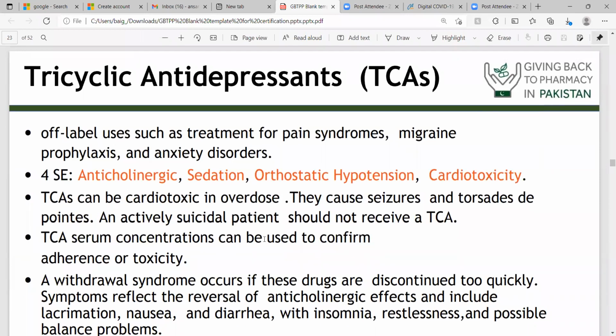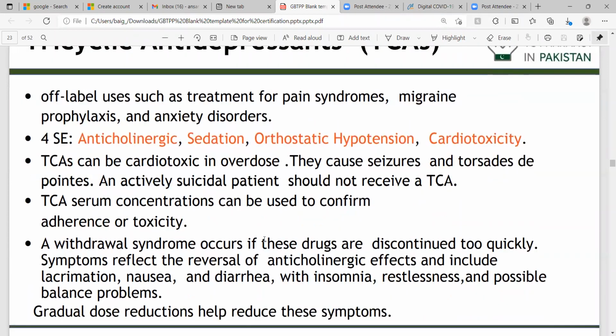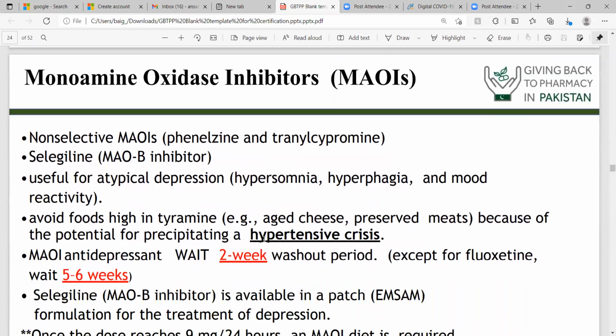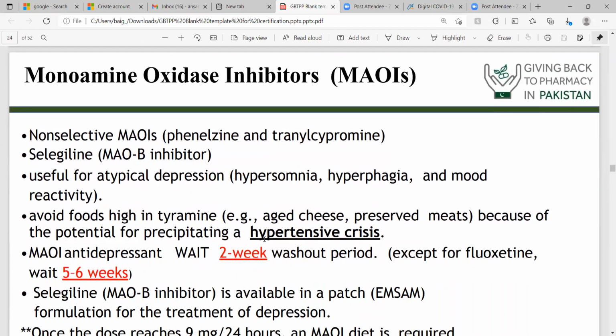Tricyclic antidepressants you will not see in practice very often because they have side effects. The four most common side effects are anticholinergic, sedation, orthostatic hypotension, and cardiac toxicity. And the last one is monoamine oxidase inhibitors, also not very common in practice.